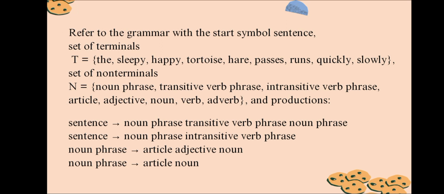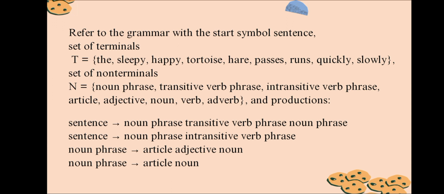So here in this slide we have given some grammar rules, and two sets: first is the set of terminals and second is the set of non-terminals. In the terminals we have given sleepy, happy, tortoise, hare, passes, run, quickly, slowly. The corresponding non-terminals are noun phrase, transitive verb phrase, intransitive verb phrase, article, adjective, noun, verb, adverb, and productions. Here and below are the production rules for the CFG question.